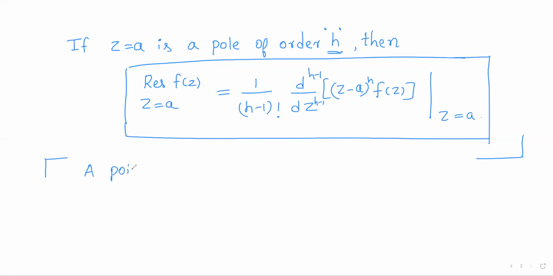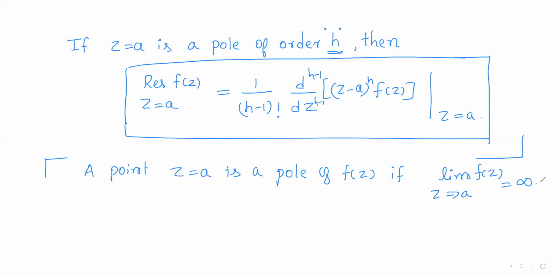A point z is equal to a is a pole of a function f of z if the limit of f of z as z approaches a is infinity. So a point a is said to be a pole if the limit of f of z as z approaches a is infinity. That is, as z approaches a, f of z approaches infinity. So those points are called the poles of f of z.